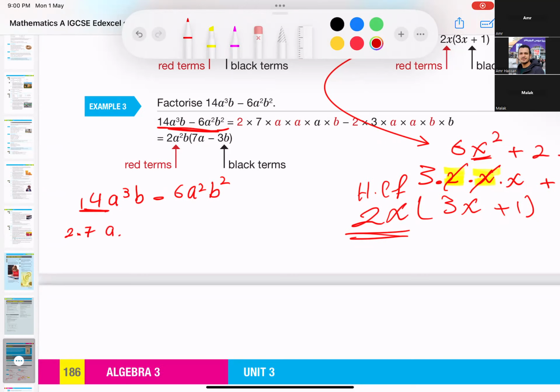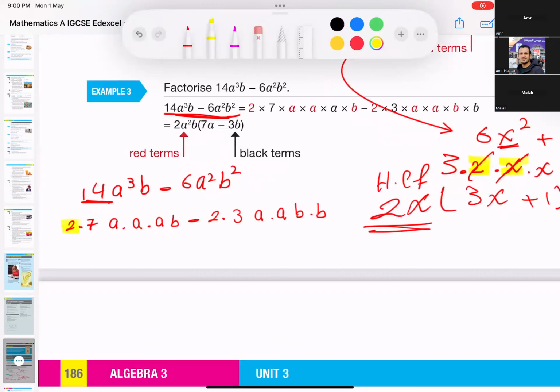I'm waiting for you. You're waiting for me. Okay. So 2 multiplied by 7 gives us 14, and then a, and then a, and then again a. And then 2 multiplied by 3 gives us 6, and then 2a, and then 2b. Yeah, perfect. Let me highlight it. 2 and 2, and 2a and 2a, and 1b.